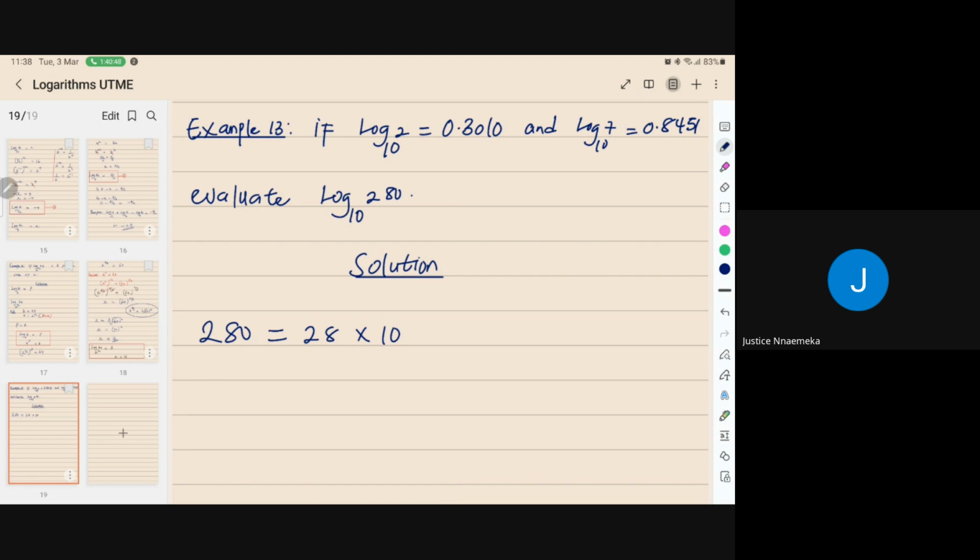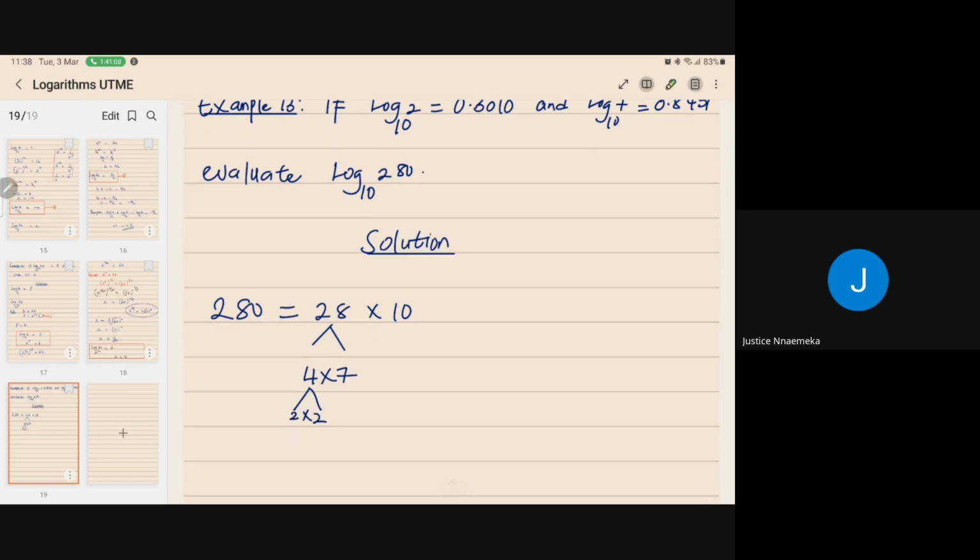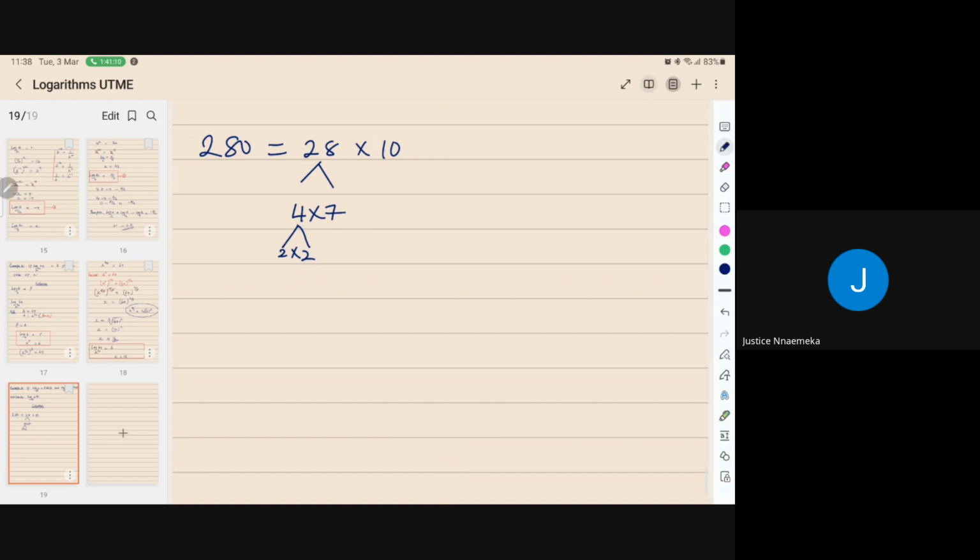Now we can break 28 further into something like 4 times 7. It's not really prime factorization; I'm just trying to use something that can make the work easier for us. Then I can break 4 down into 2 times 2. So at the end of everything, 280 is the same thing as 2 times 2 times 7 times 10. That will still give us what we need.